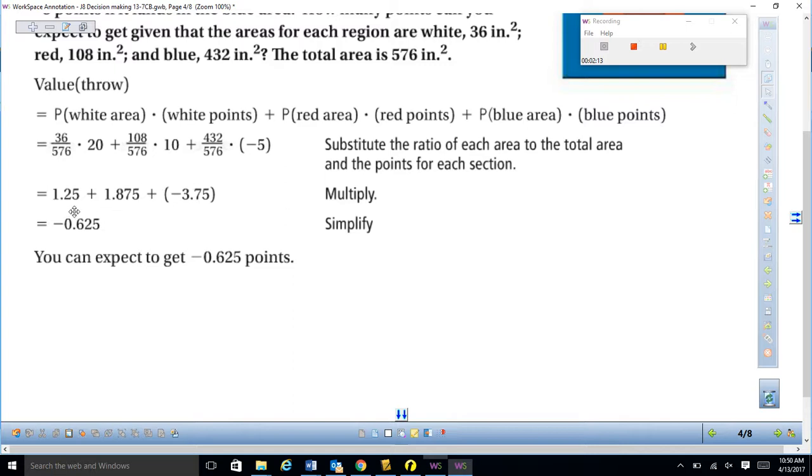Following PEMDAS, we do our multiplication first. We end up with 1.25 plus 1.875 plus a -3.75, and then we add them together to simplify. So we can expect to get -0.625 points. So you're more likely to get negative points.